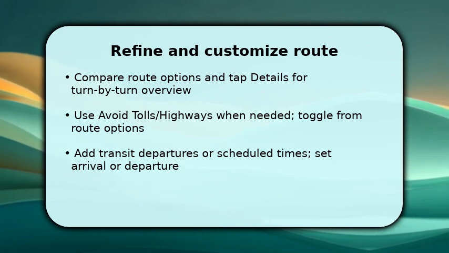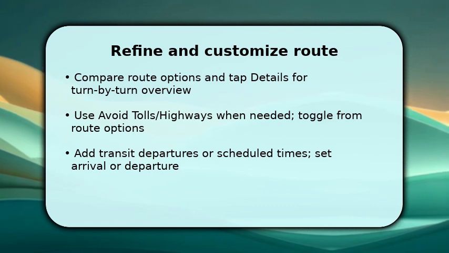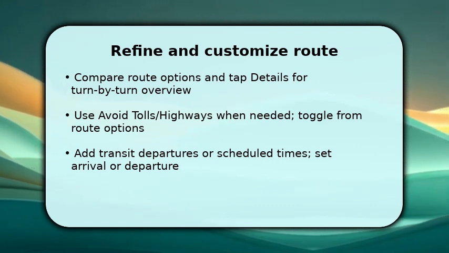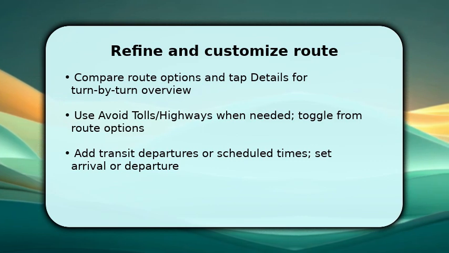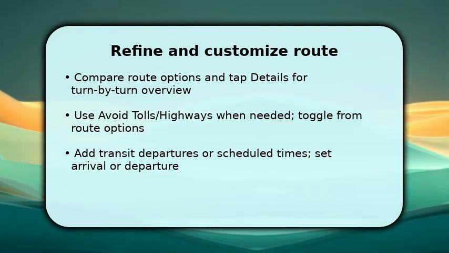If you prefer a specific routing style, use the route options to avoid tolls or highways. Also, set a departure or arrival time or view transit departure times to sync your trip with buses or trains. This helps you plan around.